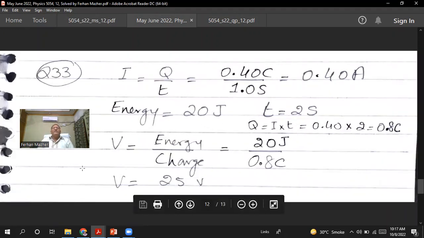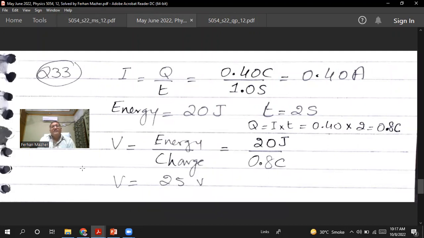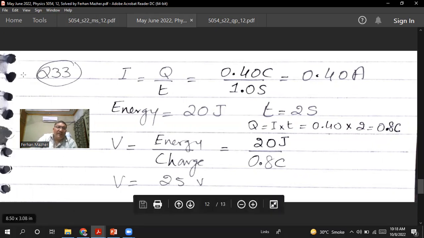We know I will be charge divided by time, that is 0.40 coulomb divided by 1 second, that will be 0.40 ampere. The energy is 200 joule in 2 seconds. So how much will be the charge? I multiply I times T, 0.40 multiplied by 2 seconds, and that will be 0.8 coulomb. The voltage is equal to energy divided by charge. So the energy is 20 joules in 2 seconds, and the charge passed in 2 seconds is 0.8 coulomb. So divide 20 joules by 0.8 coulomb, that will be 25 volt. 25 volt. A little tricky question.